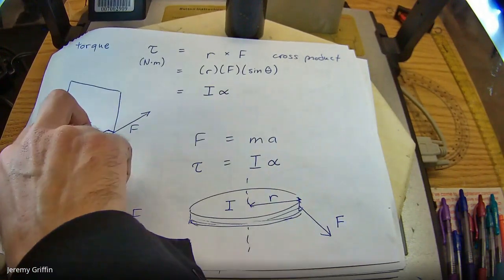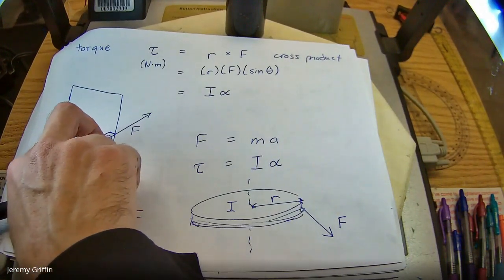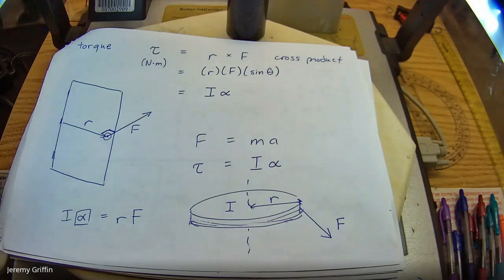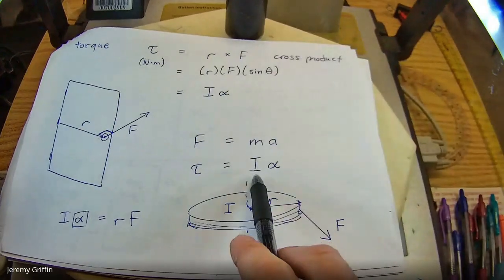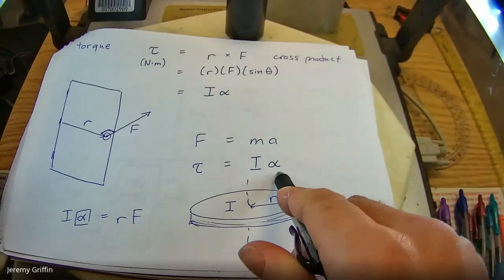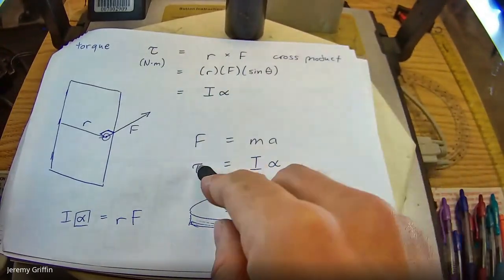Maximize your force. Also maximize that radial distance. See, if the door handle was close to the hinges, it'd be really hard to open the door too, right? Okay. You know what else torque is also equal to? I times alpha. Right? So not only is torque R cross F, torque is also I times alpha.